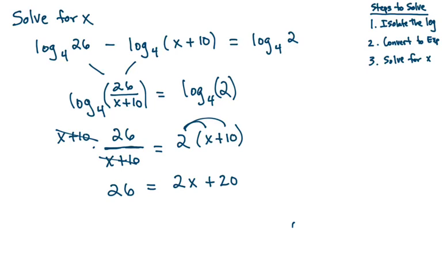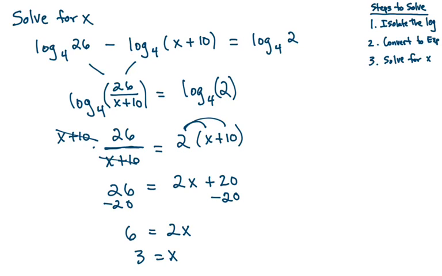And then I'm going to solve that one for x. So we'll subtract 20 on both sides. So I get 6 equals 2x. And divide both sides by 2. So I get 3 equals x. So x would equal 3 on this one.